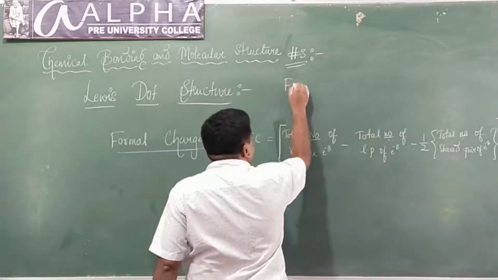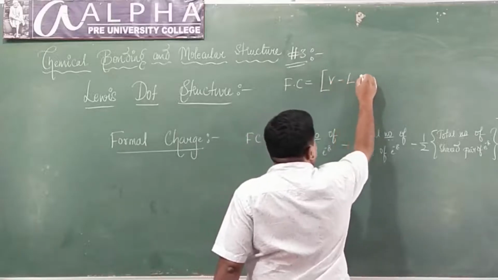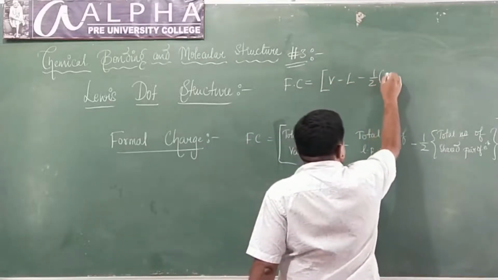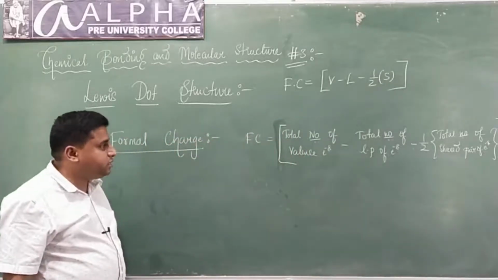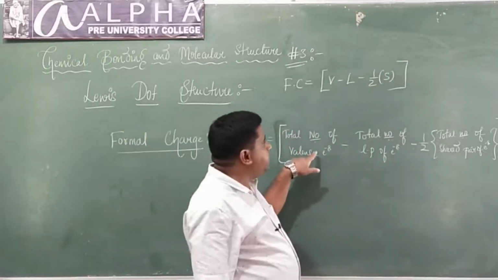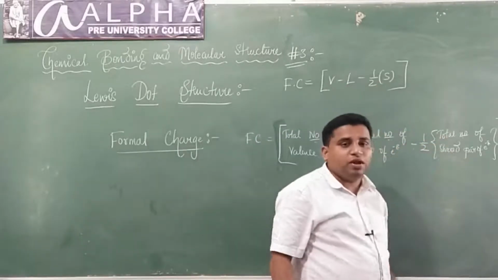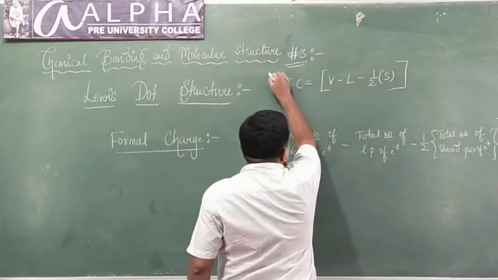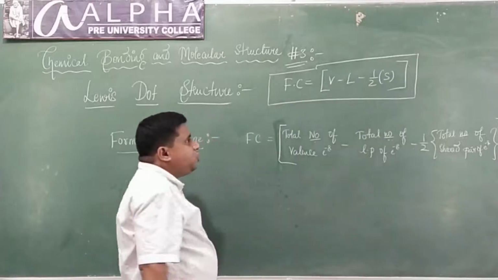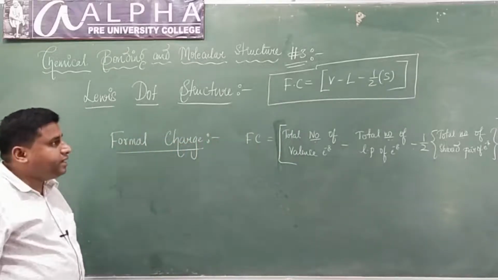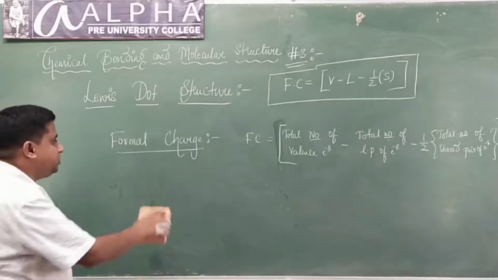Can I write formal charge is equal to V minus L minus half of S. V is the total number of valence electrons. L is the total number of lone pair of electrons. S is the total number of shared pair of electrons. Can you remember this formula? Yes. Formal charge is equal to V minus L minus half of S. Let us learn how to calculate the formal charge.